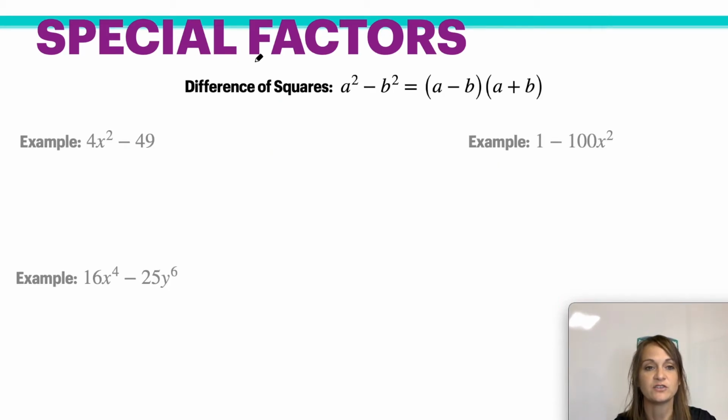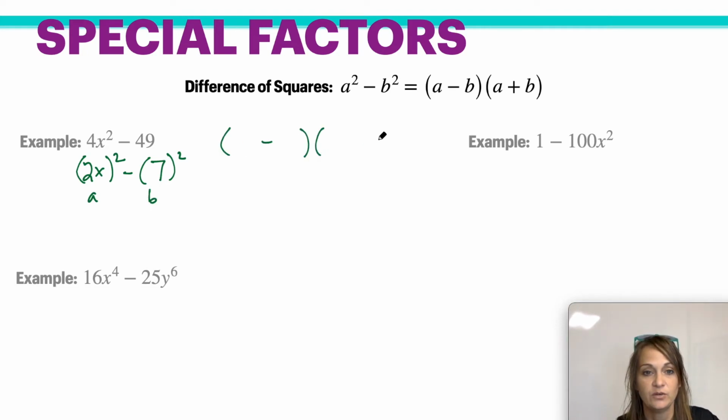The other special factors are a difference of squares. This is where you would have a perfect squared minus a perfect squared. So for example, what squared is going to give you 4x squared? And the answer is 2x. What squared gives you 49? The answer is 7. So this represents A, this represents B, and so automatically you would have A and B. One should be subtracted, one should be added. So you would get 2x minus 7 and 2x plus 7.